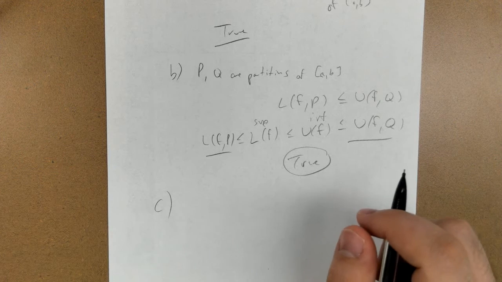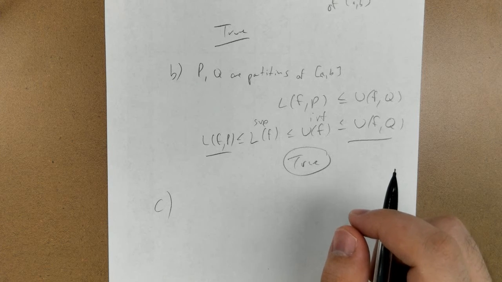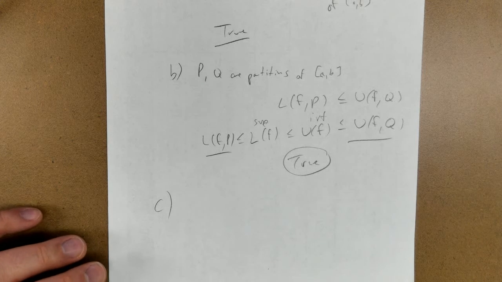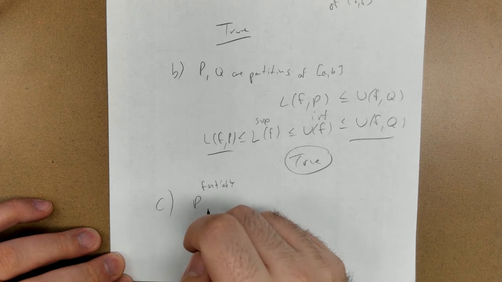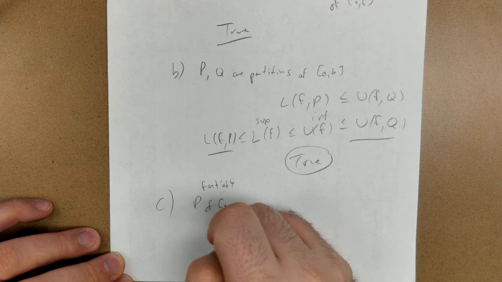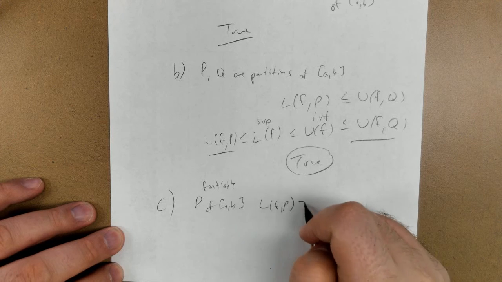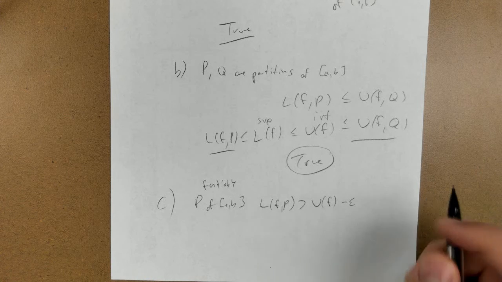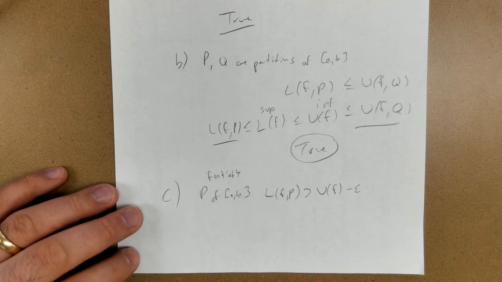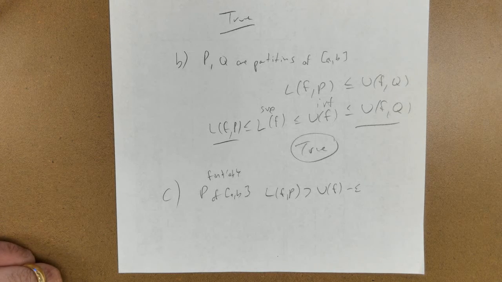Okay, and the last true-false question here says f is integrable on [a, b], then given any epsilon, there's a partition P, such that a lower sum is greater than the upper integral minus epsilon. Okay, so this is coming from, if you're not sure about this true false, if you just go look through the text and the definitions and theorems, there's a theorem that has an epsilon in it, there's only one.